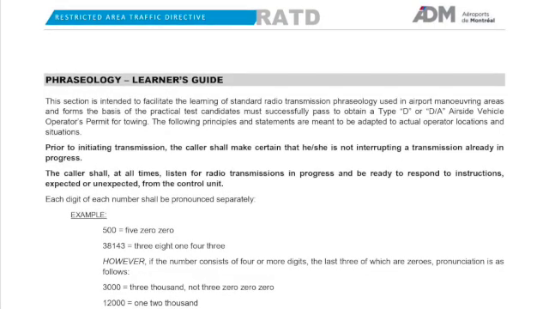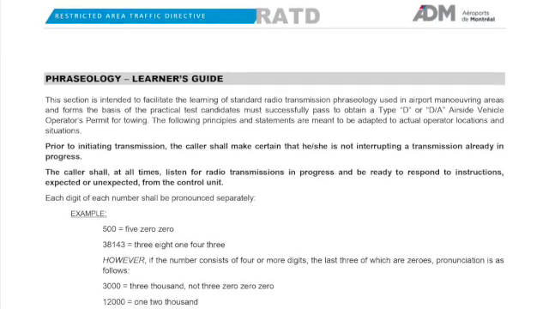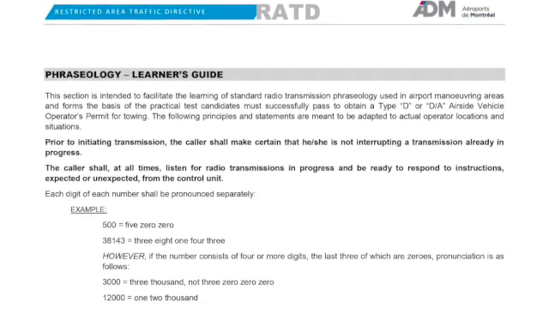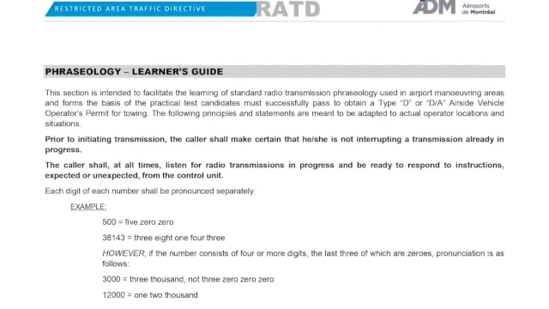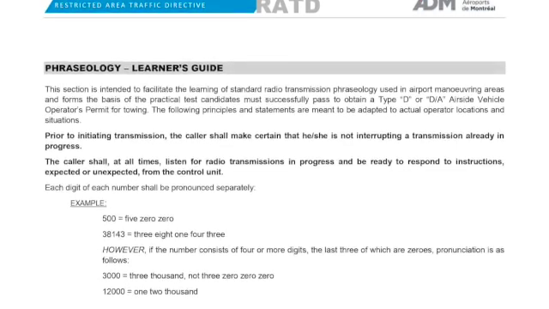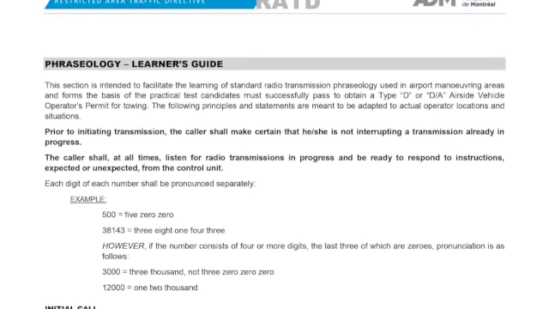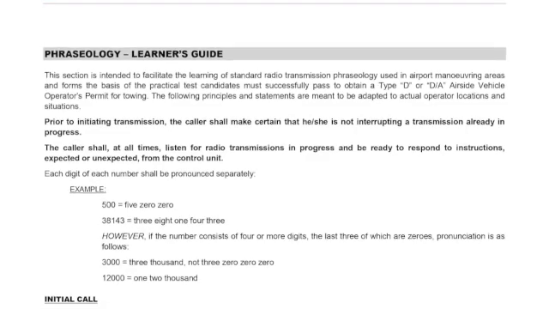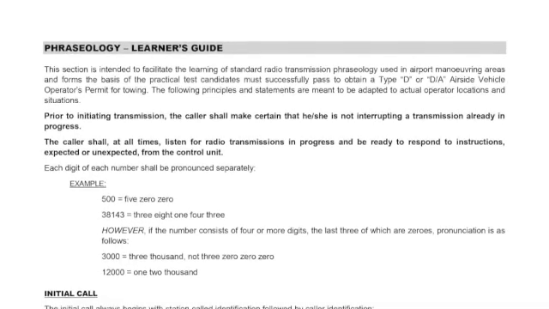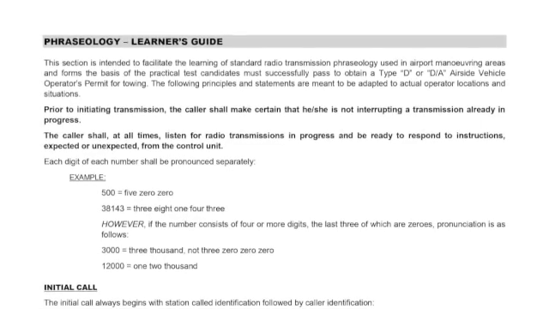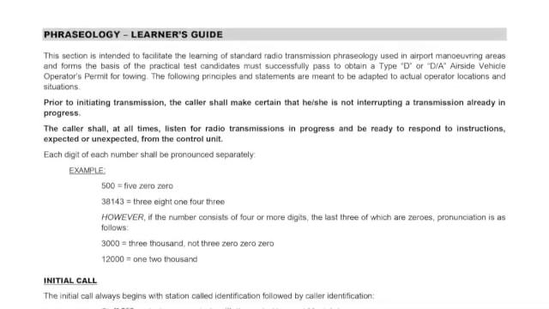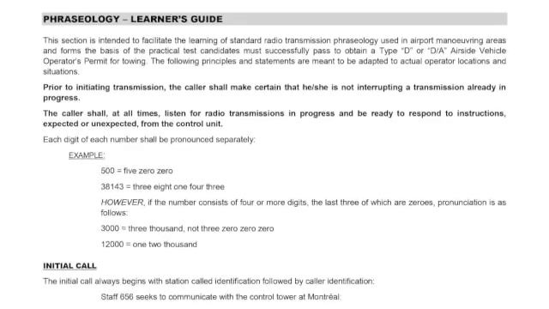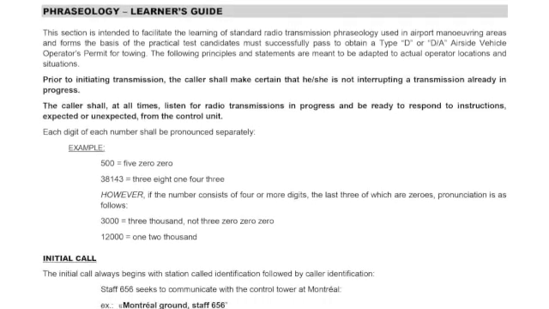Phraseology, Learner's Guide. This section is intended to facilitate the learning of standard radio transmission phraseology used in airport maneuvering areas and forms the basis of the practical test candidates must successfully pass to obtain a Type D or D/Airside vehicle operator's permit for towing. The following principles and statements are meant to be adapted to actual operator locations and situations. Prior to initiating transmission, the caller shall make certain that he or she is not interrupting a transmission already in progress. The caller shall, at all times, listen for radio transmissions in progress and be ready to respond to instructions, expected or unexpected, from the control unit.